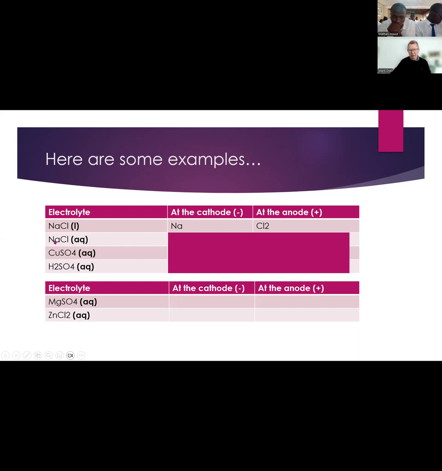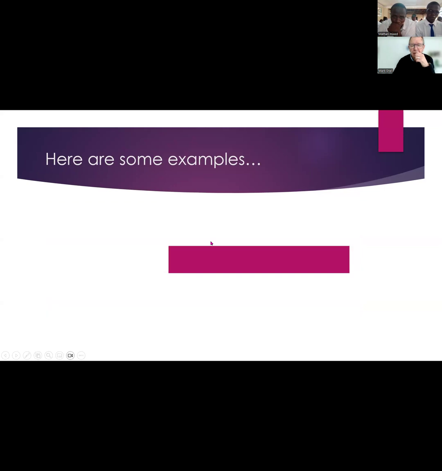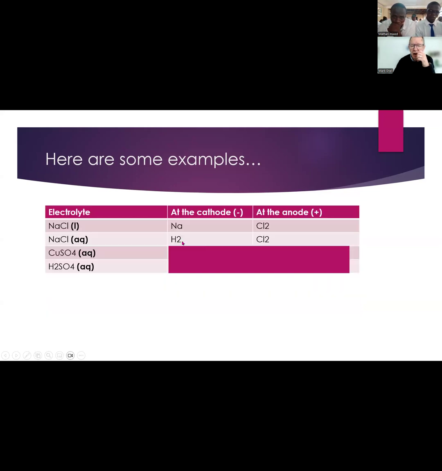Sodium chloride in water, it could be Na or hydrogen here, and chlorine or oxygen here. Well, the first rule said that if the metal was more reactive than hydrogen, we get hydrogen. And the second rule says if it's a chloride, we get chlorine. So that means we're going to get hydrogen and chlorine because sodium is much, much more reactive than hydrogen.